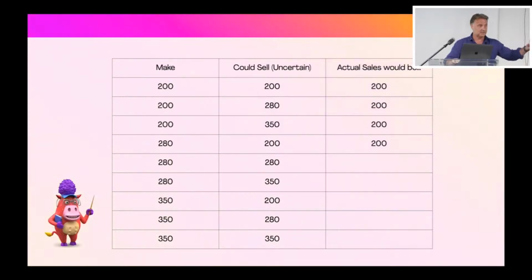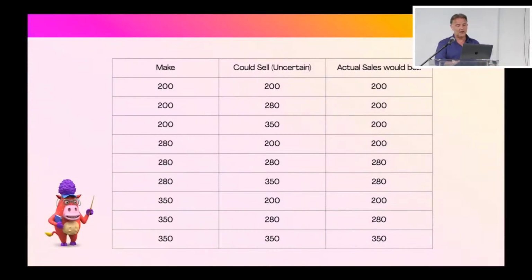200. 280, 280, 280. 280, 350. 280, 350, 200. Has anybody noticed what's happening here? We're always going for the lowest one. It's always going to be the lowest out of the two.